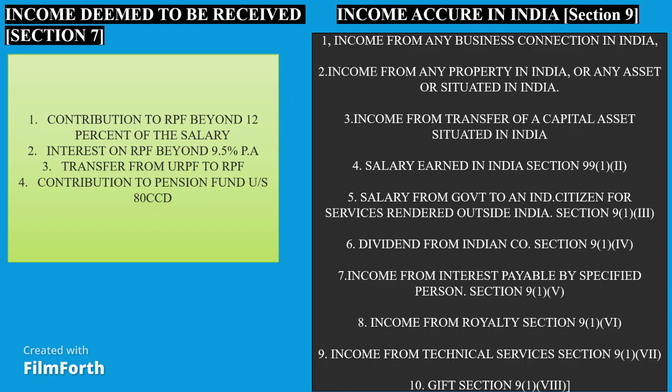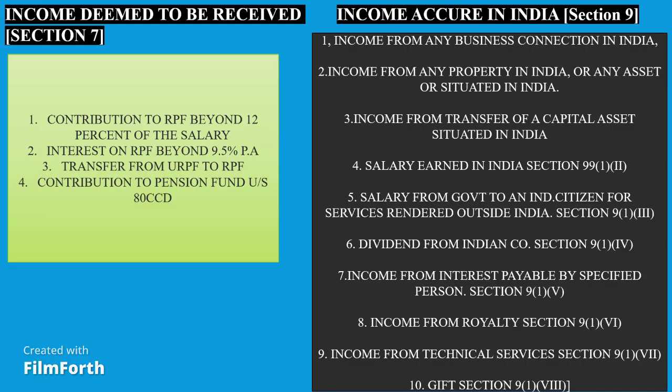Annual accretion to the credit of recognized provident fund. Interest credited to recognized provident fund account of an employee in excess of 9.5% PA. Excess contribution of employer in recognized provident fund, that is the amount contributed in excess of 12% of salary. The taxable transferred balance from unrecognized provident fund to recognized provident fund, being the employer's contribution and interest thereon. The contribution made by the Central Government or any other employer to the account of an employee under a pension scheme under Section 80CCD.